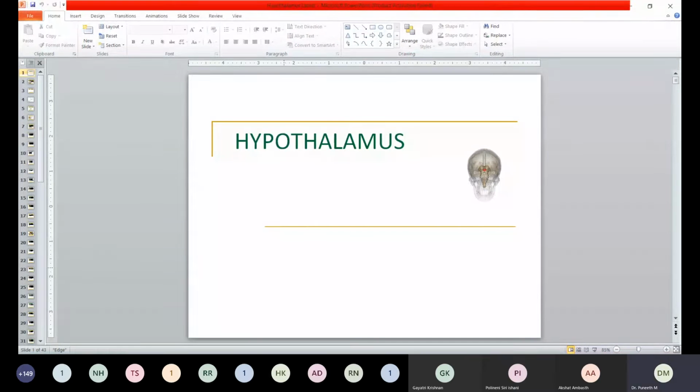A few days back, I took the topic on hypothalamus. That was the first part of the hypothalamus, where I was discussing the functions of the hypothalamus. So this will be the second class on the same topic. Straight away, we will go to the functions of the hypothalamus.